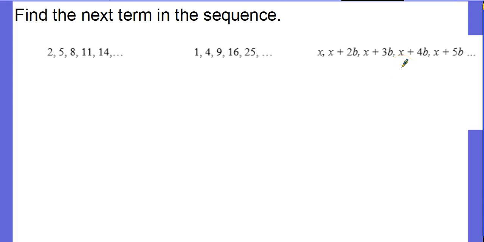So the next one asks you to find the next term in the sequence. And so I am going to ask you first to fix this little typo over here. There's a typo that says x plus 2b, x plus 3b. I didn't want it to say that. I wanted to say x plus b, x plus 2b, x plus 3b. If you could fix that, please. And x plus 4b, just in case you decide to get ahead.